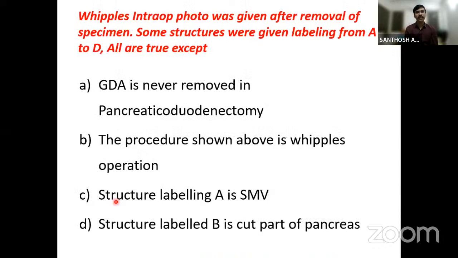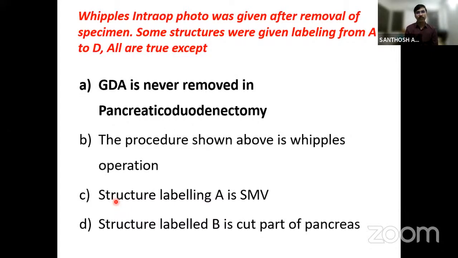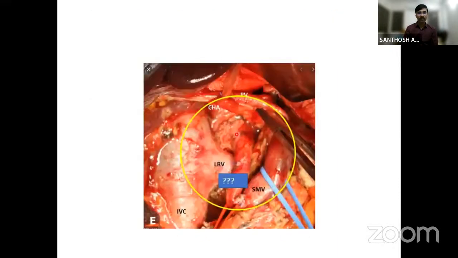So there was another question in which an intraoperative photo of Whipple's procedure was given after removal of the specimen, like the bed following pancreatoduodenectomy. Some structures were given labeling from A to D. All are true except, we were not able to find the exact picture, so we gave some dummy options. GDA is never removed in pancreatoduodenectomy. Obviously that is false, because removal of the GDA is part and parcel of Whipple's procedure. So the structure labeled B is the cut surface of the pancreas. So we just put a dummy picture. This is particularly Whipple's bed.